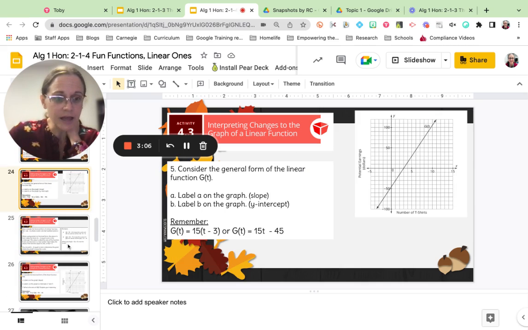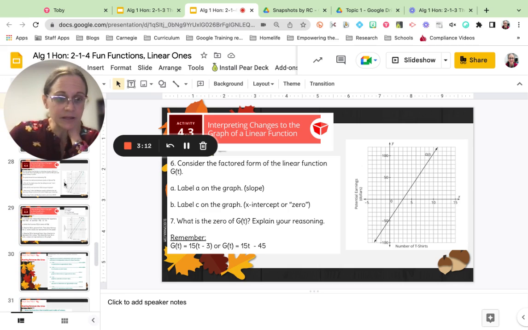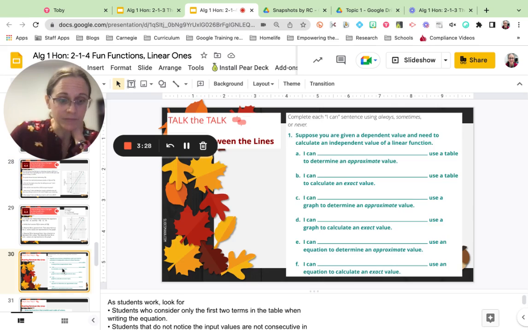And then we look at just one more variation of this scenario. What would happen if Marilyn were to have a booth fee of $35? How would that change the function? And of course, it's going to shift it down 35 more. We are not using the formal language of transformations of linear functions, but the kids are beginning to get the idea of how that's going to work.